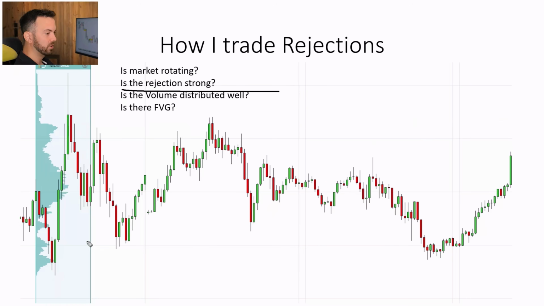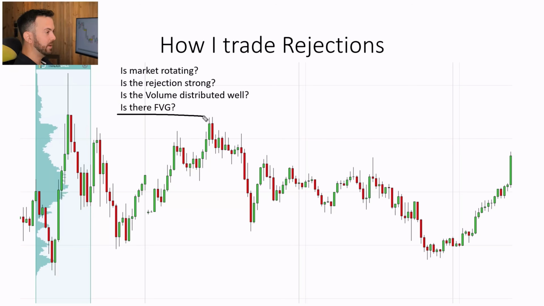Is the rejection strong? Yeah, this is a beautiful low. This is a strong low. Let me delete that so you can see it better, right? Strong low. So all good so far. Are the volumes distributed well? We have a clear volume cluster in here. Below that, low volume zone. So yeah, volumes are distributed well.